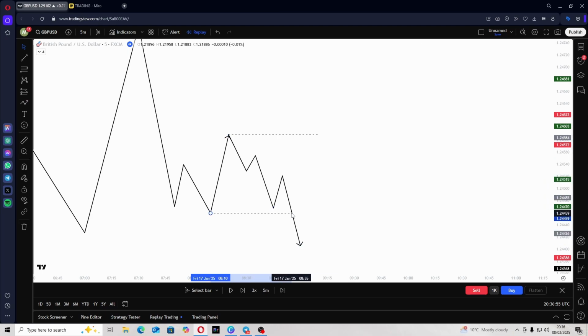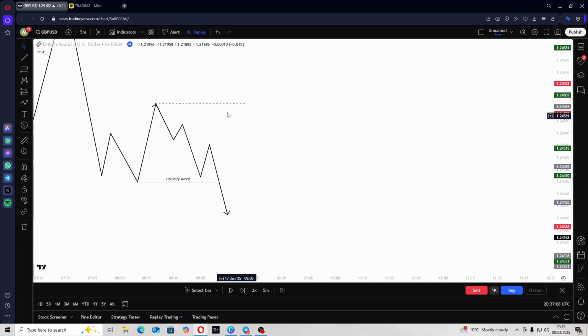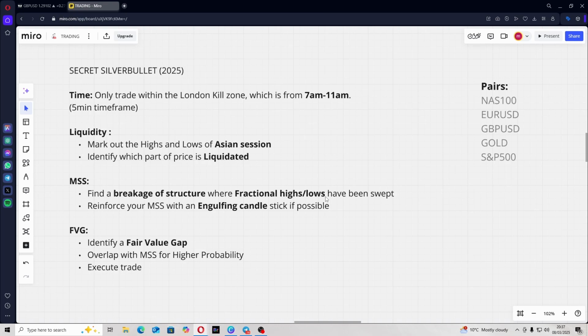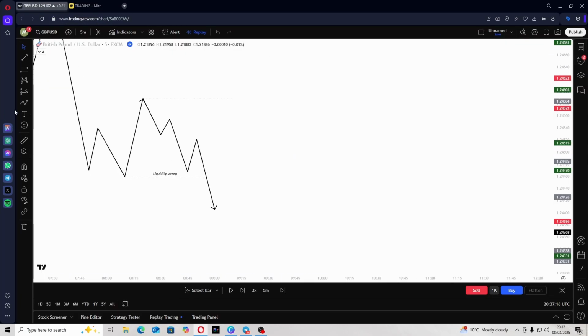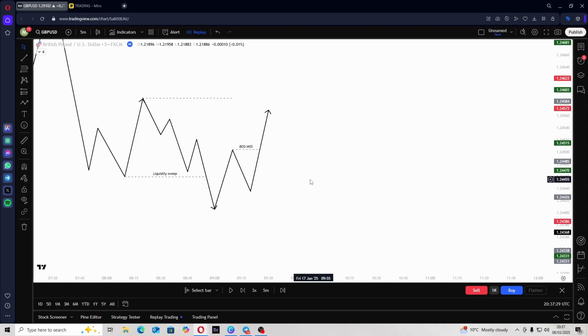Once it's taken out the lows, this is a clear market structure shift. Liquidity sweep, sorry. So this is our liquidity sweep. And once we do get this liquidity sweep, what we need to do from here on out is very simple. So we need to find a breakage of structure where fractional highs and lows have been swept, and we can reinforce our market structure shift with an engulfing candlestick if possible, right? So what I'm going to be doing now is waiting for the breakage of structure, which will be anything like this. Once price actually breaks, this will be our breakage of structure or market structure shift. Okay, they both mean the same exact thing. So don't worry about that if you were asking in your head.